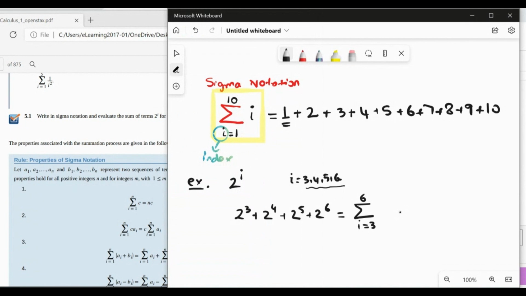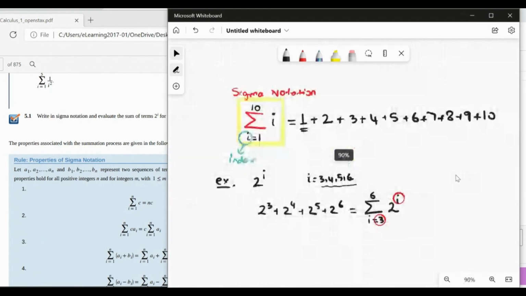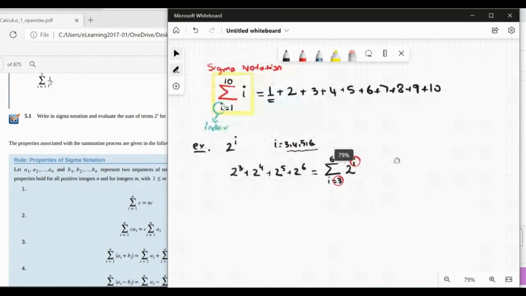Okay, and what do we have inside? We are just adding 2 to the something. If you are given this expression, you can just plug it in. So start from 3, plug in 3, it is 2 to the 3. The next number is 4, so just plug in 4, 2 to the 4. So okay, we were able to write the sum in a compact way, using a short, simple compact notation.